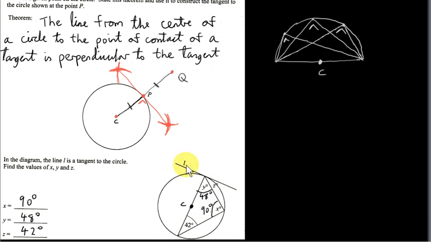Now what about z degrees? Well, we can use the result of the previous part. Since L is a tangent to the circle, and this is the point of contact, then a line from the center of the circle to the point of contact is perpendicular to the tangent. So in other words, y plus z must add up to 90 degrees. So z has to be 42 degrees because 42 plus 48 degrees equals 90 degrees.